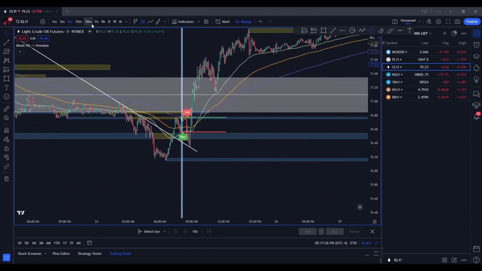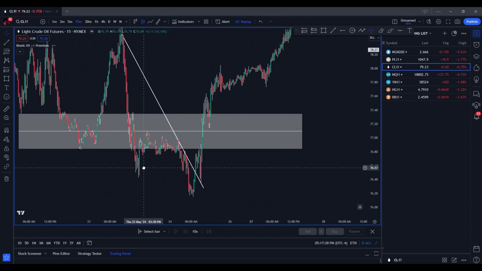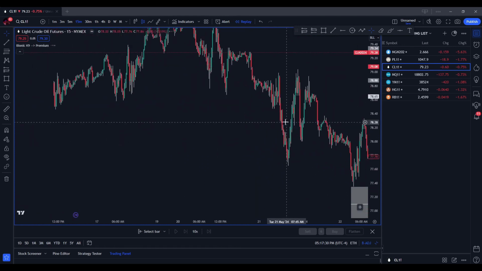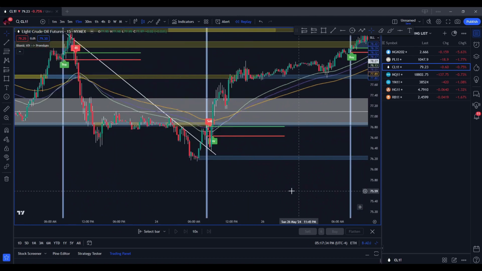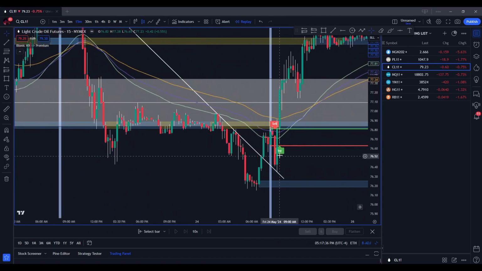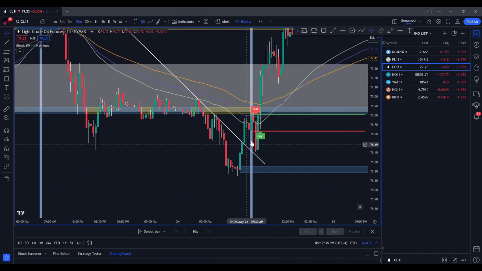The day before, we'll actually go to the 5-minute, because I use the 15-minute on these. So we'll go to there. So right there, we got the first sell, which was here.